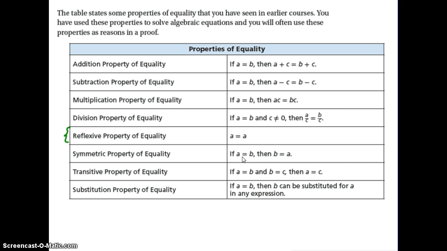Now the symmetric property says if A equals B, then B equals A. We can just switch them. It's basically a mirror image. It's symmetrical. Alright, now the transitive property is very similar to when we talked about the law of syllogism. When we said that P implies Q and Q implies R, we can say that P implies R. This is saying if A equals B and B equals C, then A has to be equal to C.